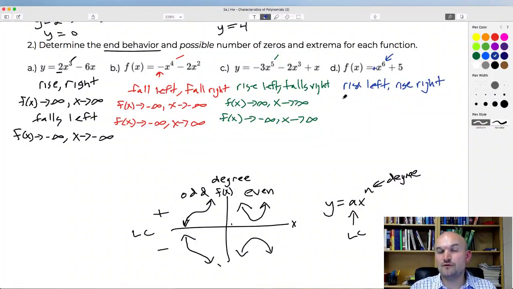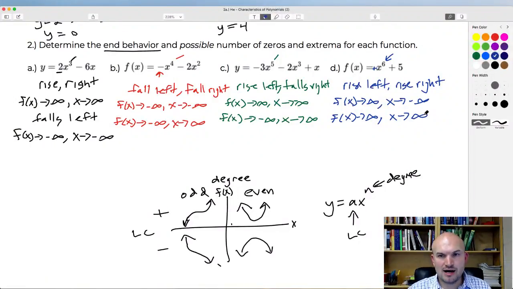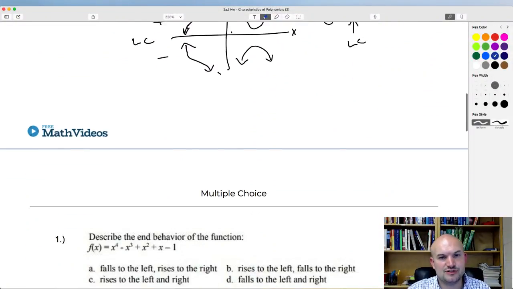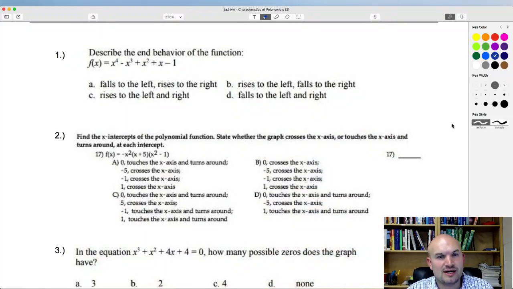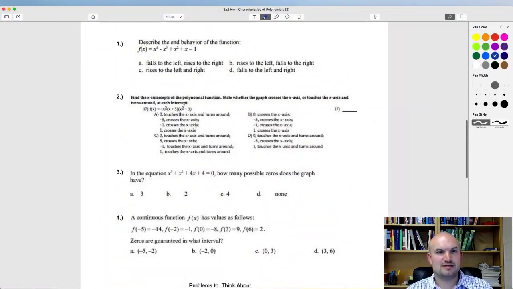Okay, so therefore rising left is going to be f of x approaching infinity, and going to the left would be x approaching negative infinity. Rising right would be f of x approaching infinity, rising right, as x approaches positive infinity. Okay, so all right, now we're going to get on to some multiple choice questions. If you want to go ahead and maybe work on some of these, I'll go ahead and check in the chat from you guys.